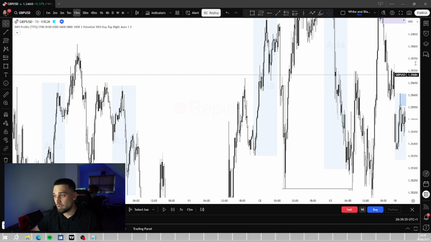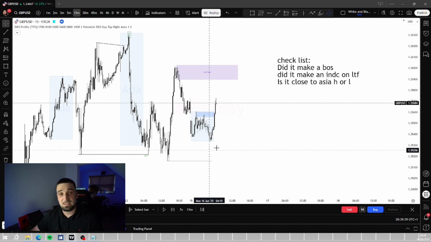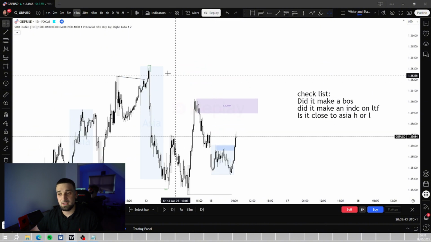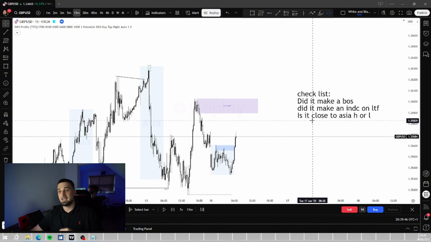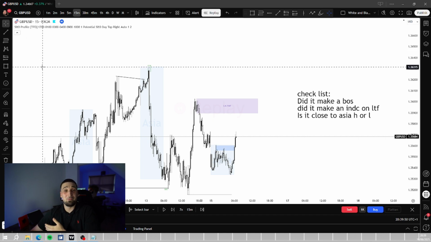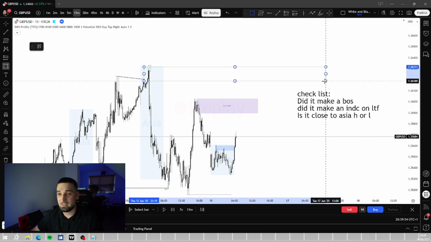And then the last one that I would like to say, is it close to Asia high or low? This is the recent Asia high that we're talking about. So it's not close to the Asia high as it's past it. And now I'm going to give you this, it's like a secret that for some reason nobody knows. And I don't know why not many people know about it. So right here, let's mark this out.